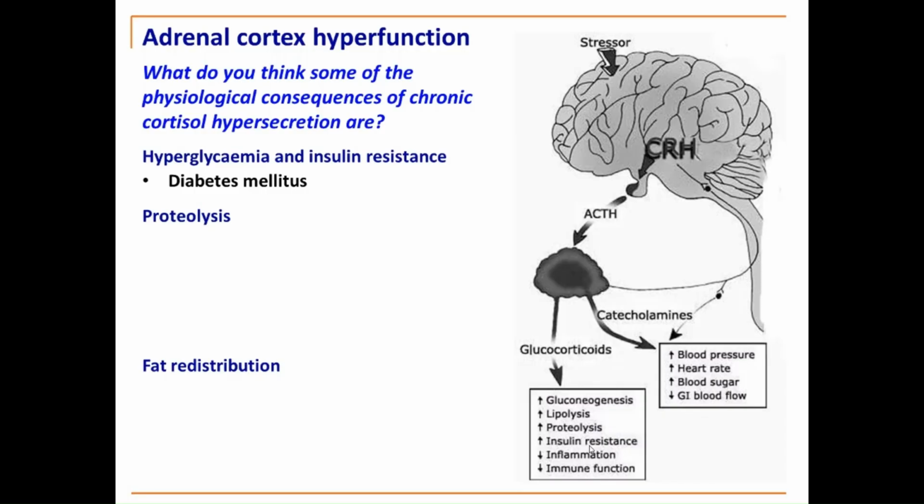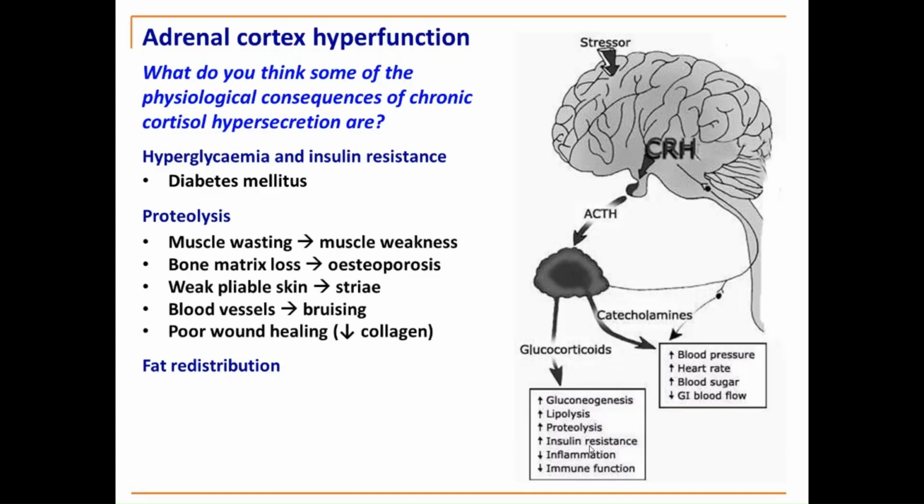Okay, I'm going to run through these. I hope you pressed pause so you could think about some of those signs and symptoms. We touched on a little bit of them earlier. So it might lead to muscle wasting, so muscle weakness, bone matrix loss and osteoporosis, weak pliable skin, so striae, blood vessels becoming weaker, so therefore easier bruising, and poor wound healing because of a decrease in the amount of collagen. So those are all some of the signs that people may get.